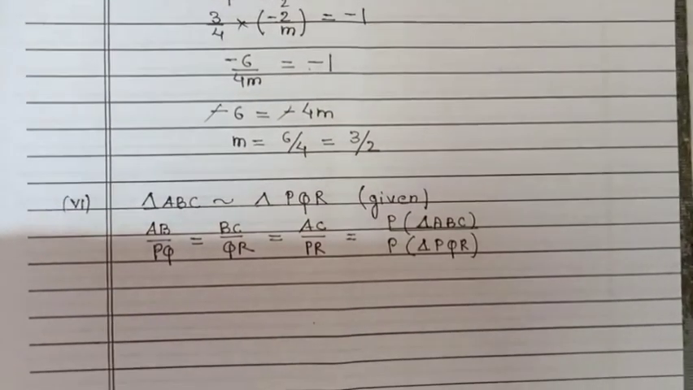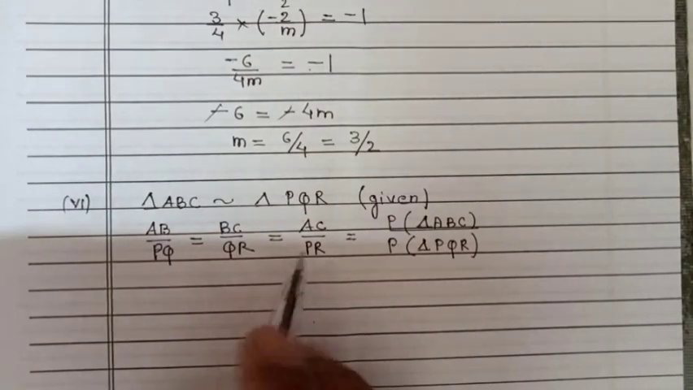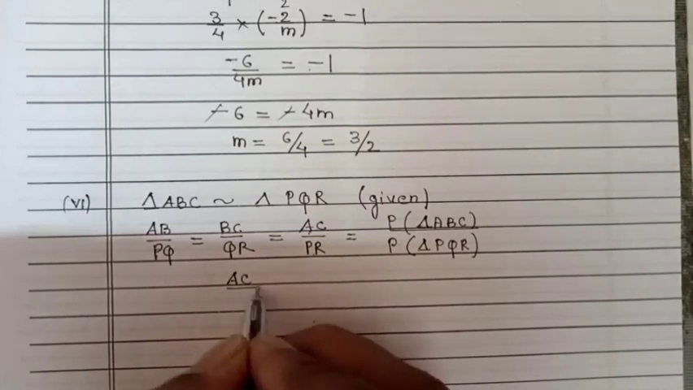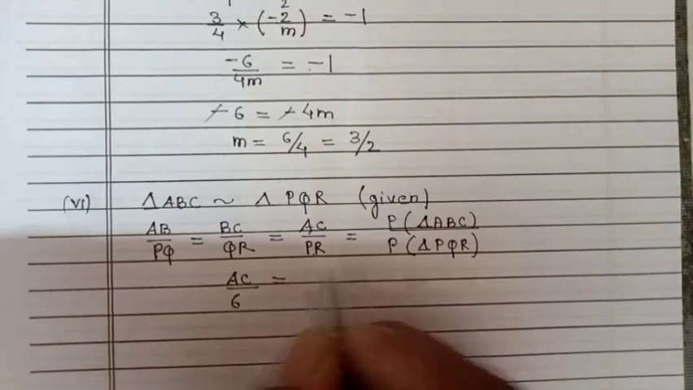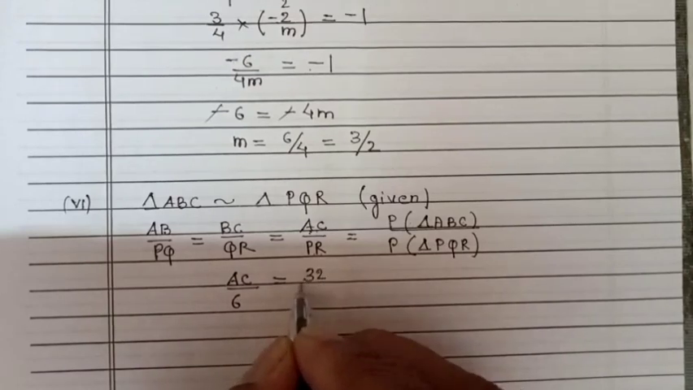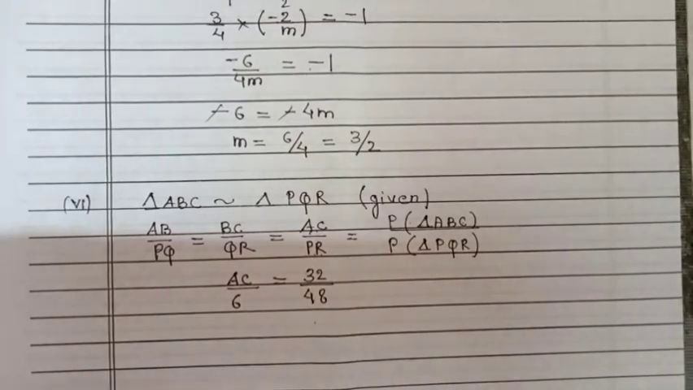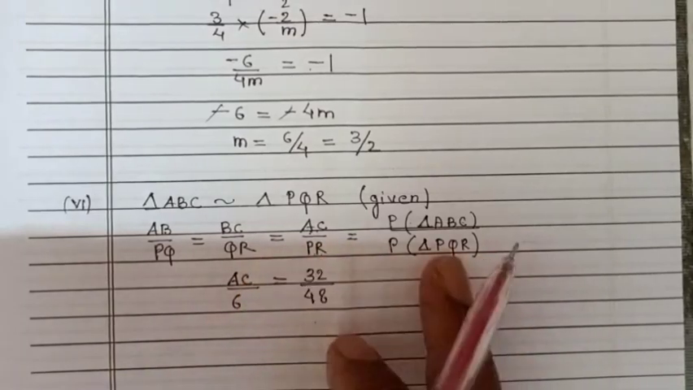Now let us substitute the values in this one. According to the question, they have given you the value of PR and they have asked you the value of AC. So AC we have to find. PR length is given as 6, is equal to perimeter of triangle ABC given as 32 and perimeter of triangle PQR is 48. So see here, we got the ratio of corresponding sides and perimeter to be equal. Then we are using this portion.